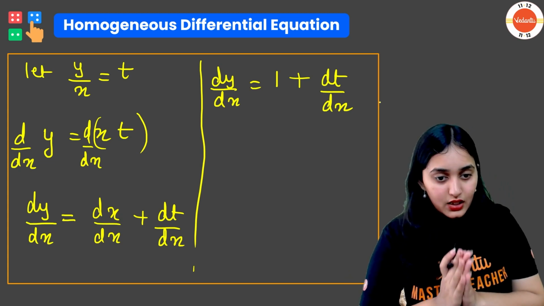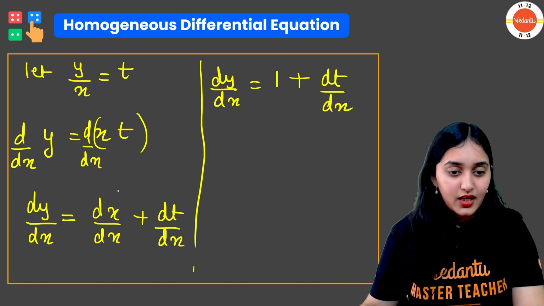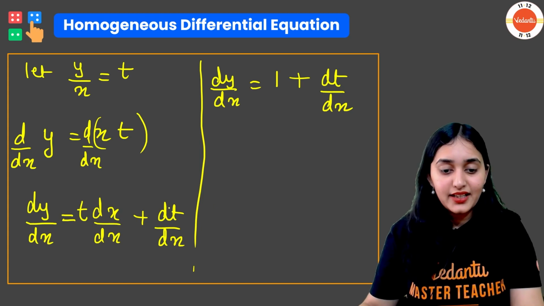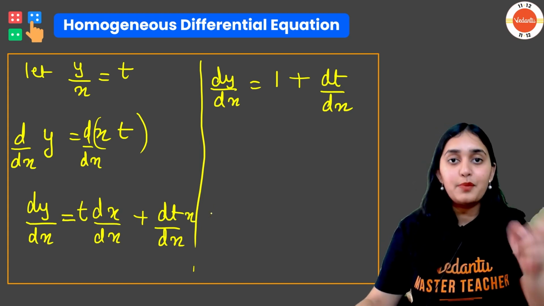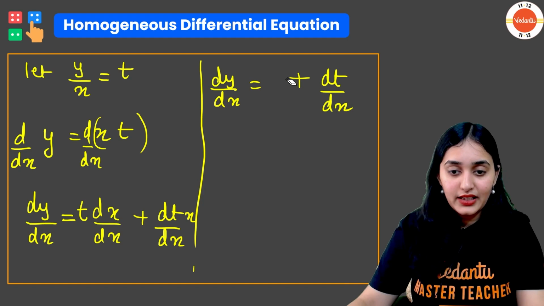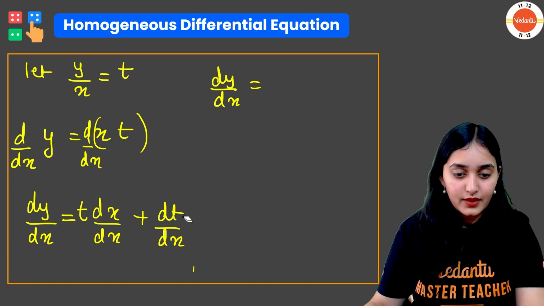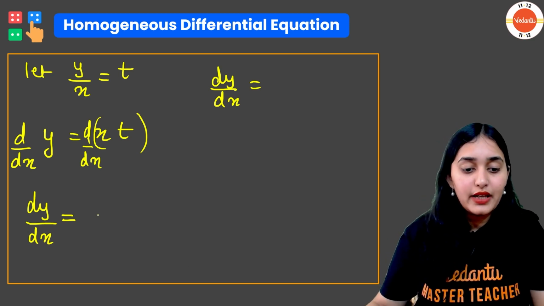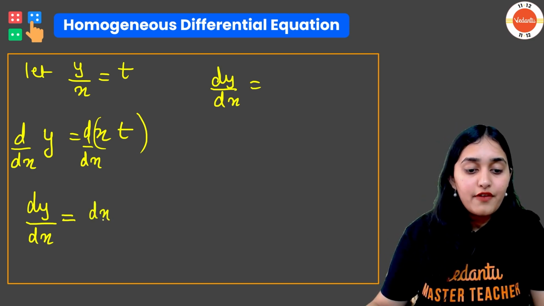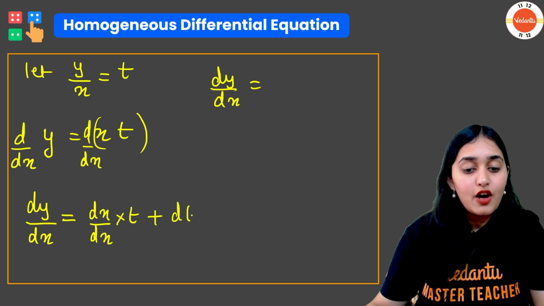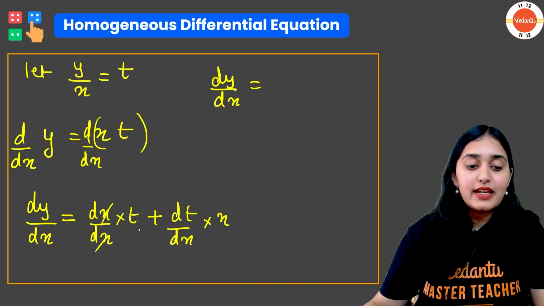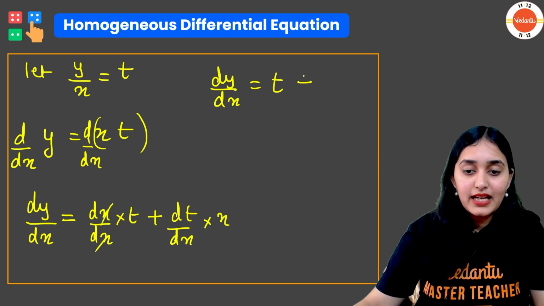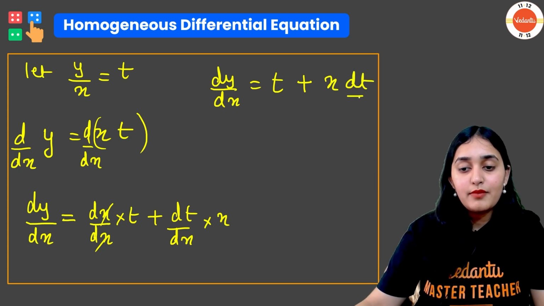Oh sorry, my bad. T multiplied here, x multiplied here. That is the product rule basically. Let me write it again. So when we apply the product rule, you get differentiation of x multiplied with t, plus differentiation of t multiplied with x. So here dx by dx is 1, you get t plus x into dt by dx.